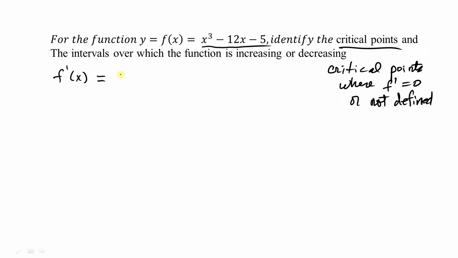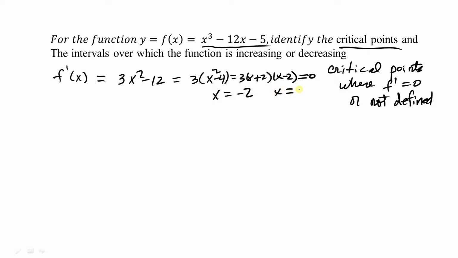The first derivative is 3x squared minus 12, equals 3 times x squared minus 4, equals 3 times x plus 2, x minus 2, and it is equal to 0 when x is equal to minus 2 and when x is equal to plus 2. So it's 0 at these points. At all other points, the derivative will either be positive or negative, so we want to divide the number line into intervals between these points where the derivative is 0.